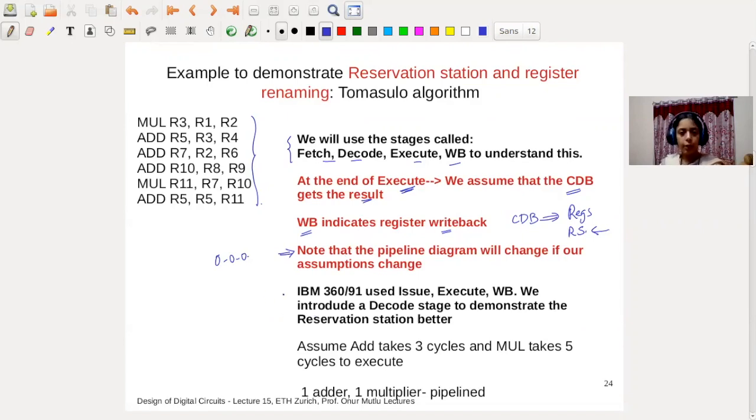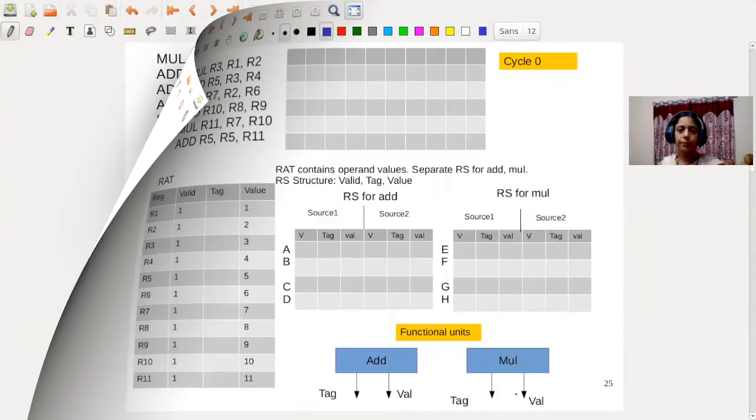Now, the actual algorithm used in the machine was basically issue, execute, and write back. But we have introduced a stage called the decode stage here so that we can demonstrate the working of this reservation station better. Now let us assume also that the add takes 3 cycles. So remember that we are only demonstrating multiply and addition here. We have not demonstrated load stores. We will discuss this later. So the add has 3 cycle latency and the multiply takes 5 cycles to execute. We are assuming 1 adder and 1 multiplier in this design. So with these assumptions, let us see how to write the pipeline diagram.